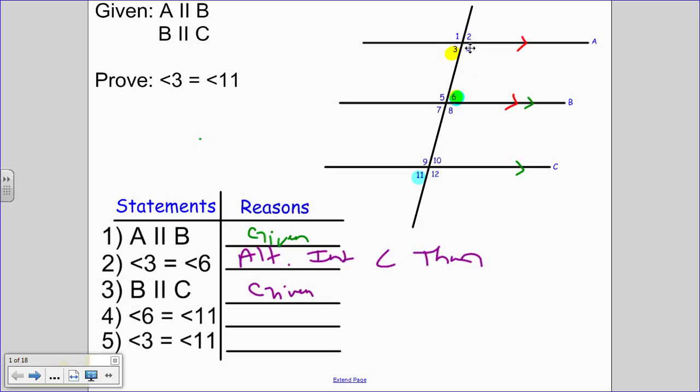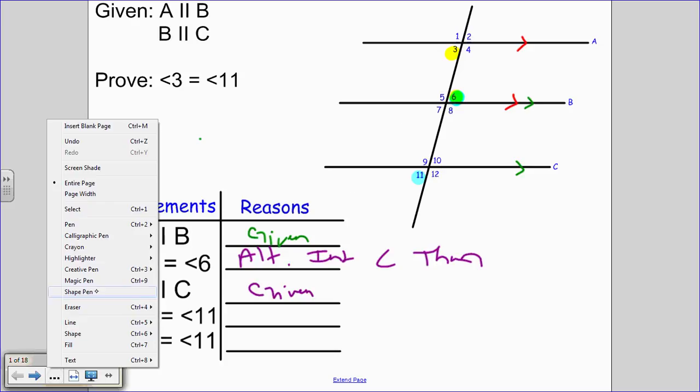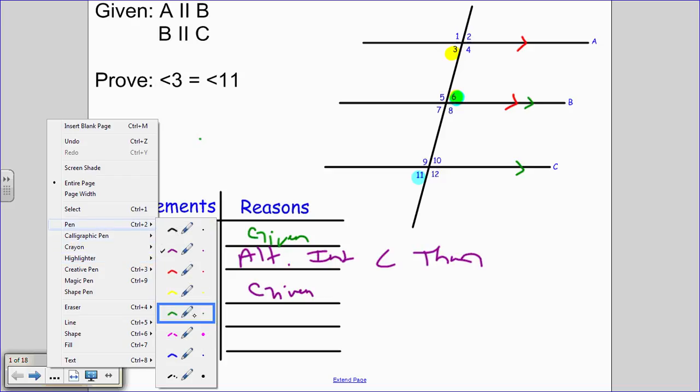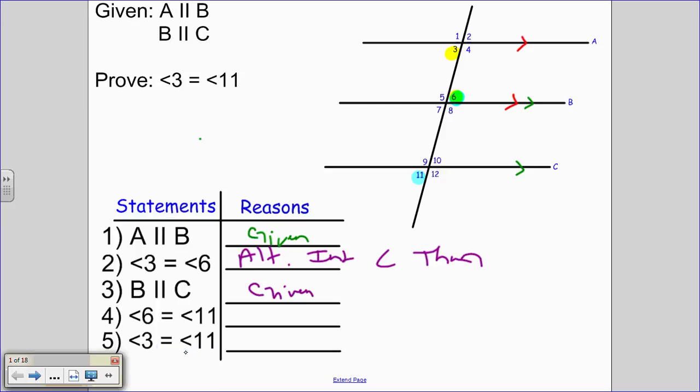Now, ignore A for a moment and only focus on B and C. You'll notice that both 6 and 11 are in the exterior regions of B and C, and they're on different sides of the transversal. So since they're on different sides and in the exterior region, we would say those are alternate exterior angles. And again, we've learned here recently that when you have two parallel lines, the alternate exterior angles will also be equal or congruent. So that's the alternate exterior angle theorem, also found on that pink sheet.